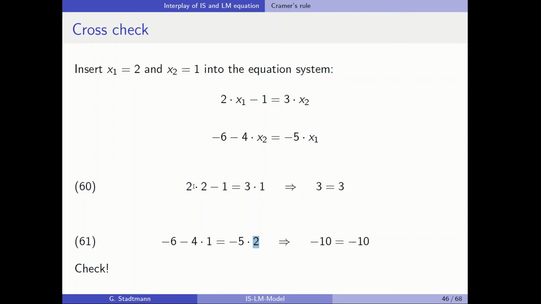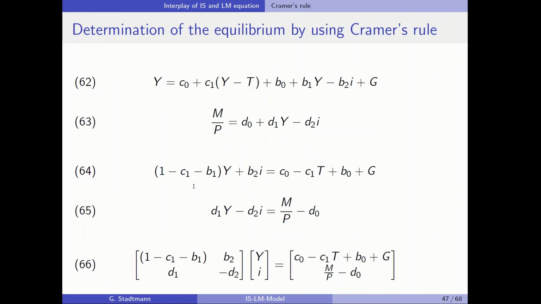Now this part was a kind of refresher for you because you should already be exposed to Cramer's rule. And in the next step, we would like to determine the equilibrium in our ISLM model by using Cramer's rule. So we want to compute the GDP level and the interest rate level by using Cramer's rule. We have two equations, two unknowns.